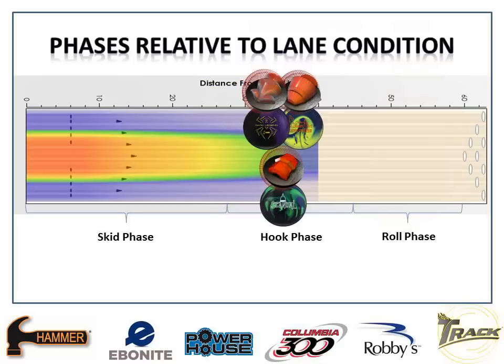Looking at the core designs of the Hammer brand, we have 3 cores that are mass neutral. All 3 cores want to expend their energy evenly throughout the hook phase, creating a strong overall shape and ball motion.